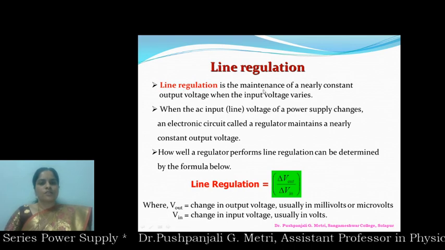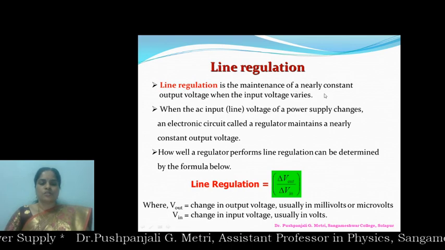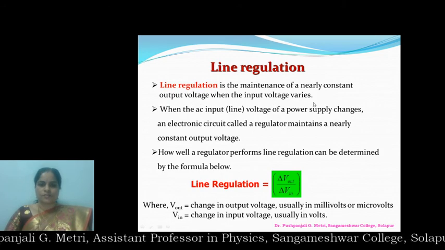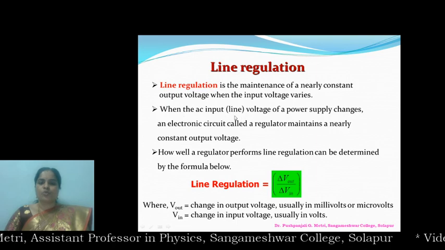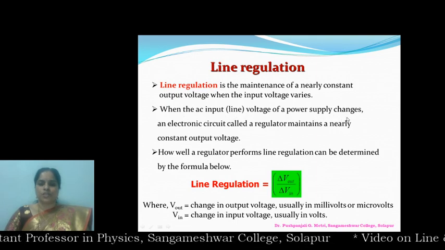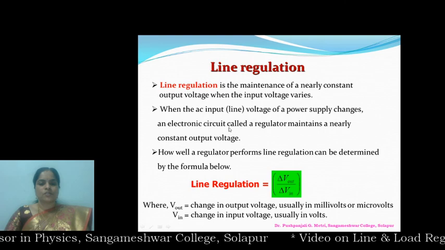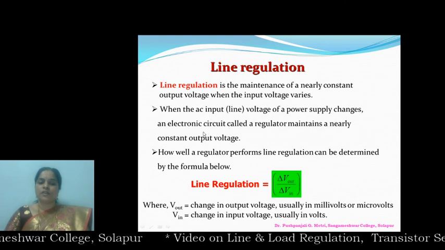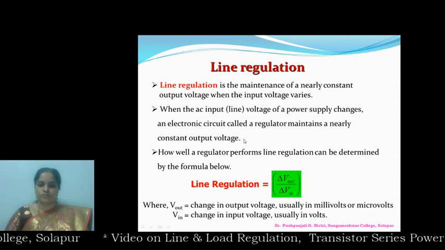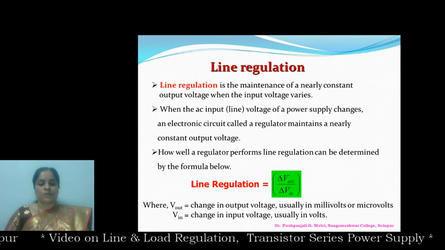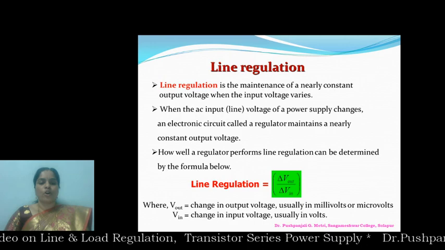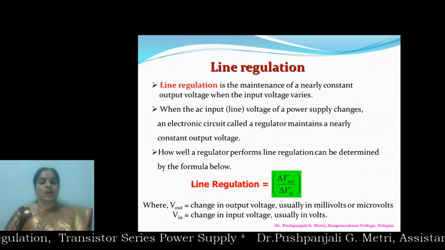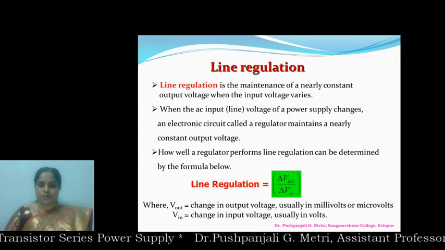Line regulation is the maintenance of a nearly constant output voltage when the input voltage varies. When the AC input voltage of a power supply changes, an electronic circuit called a regulator maintains a nearly constant output voltage. All of you can remember the elaborate block diagram of the regulated power supply. The voltage regulator is the last block of the regulated power supply.